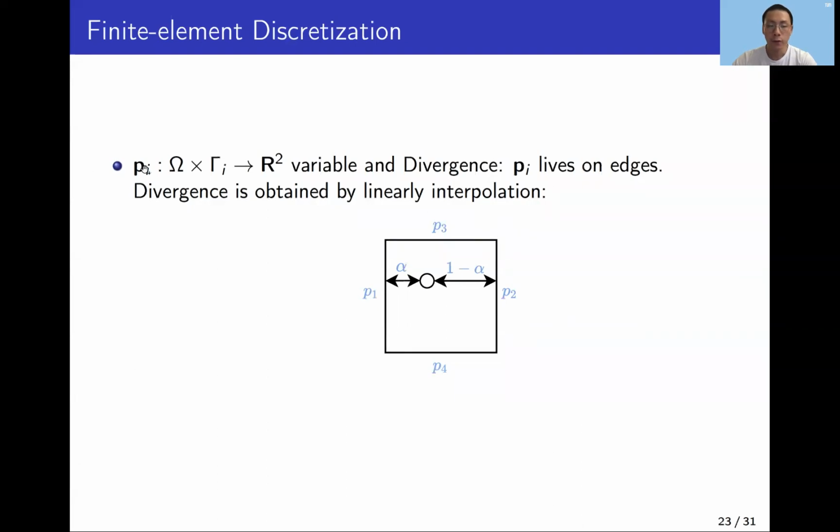And then the variable P. Assume we have just one phase. The P lives on the edges. And then the divergence at any point inside this phase can be approximated by the linear interpolation between the horizontal edges and the vertical edges.